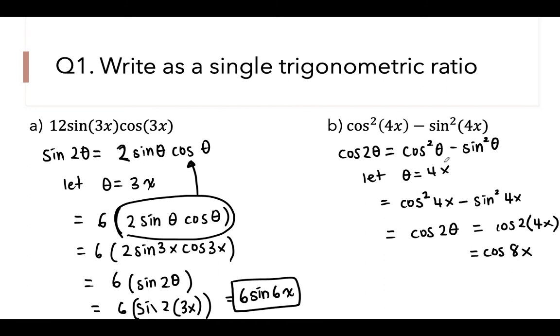So the strategy for using a double angle formula is to look at the expression and match it with the formula that we're given for double angle, and then plug the angle into the formula. So I'm going to plug it in as theta. Therefore, cosine 2 theta is equal to cosine 2 times 4x. So this will be my final answer.